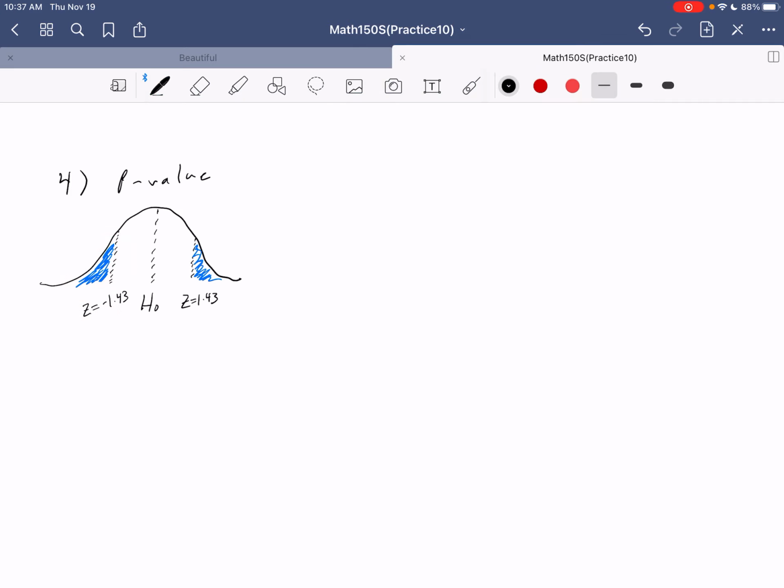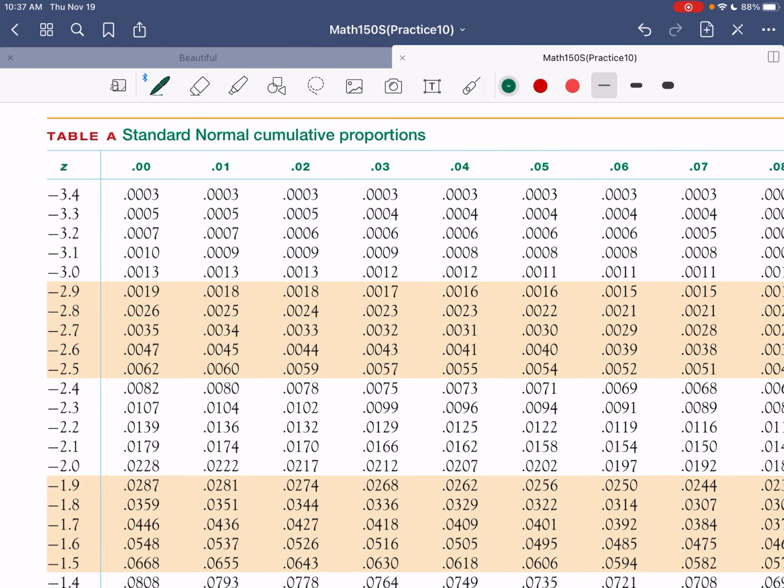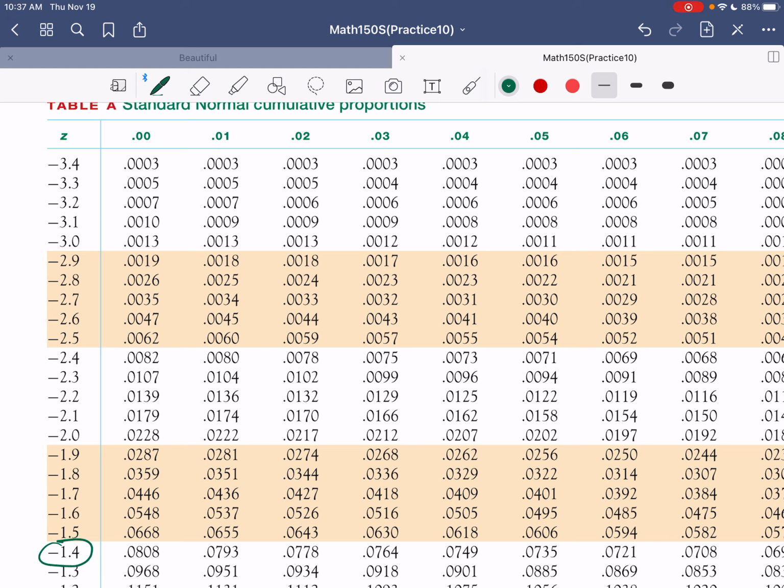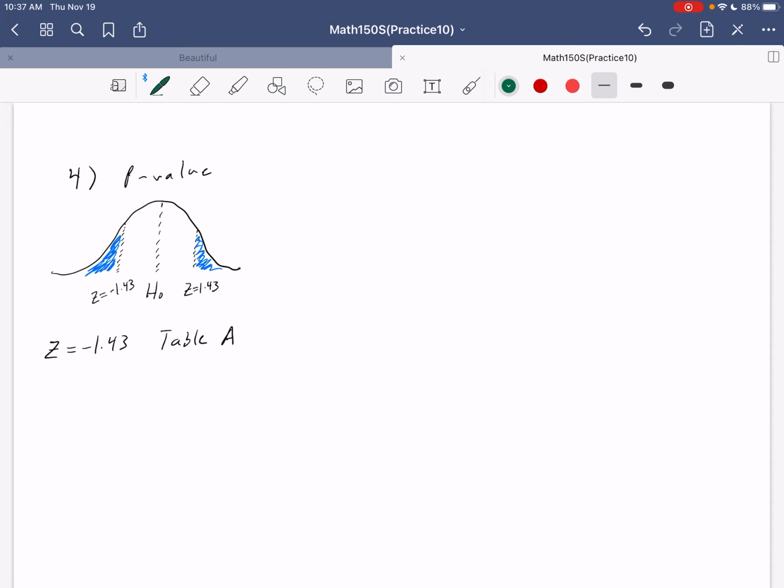So let's take our z equals negative 1.43 and use table A here. So let's go ahead and do that. So we're looking up negative 1.43. Looks like we're right there and there. So we put those together. And looks like we should find 0.0764. So let's go ahead and record that, 0.0764, and we can draw that on. That is going to be to the left there, so 0.0764.